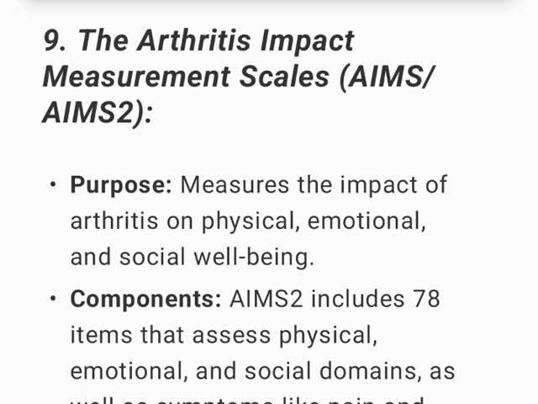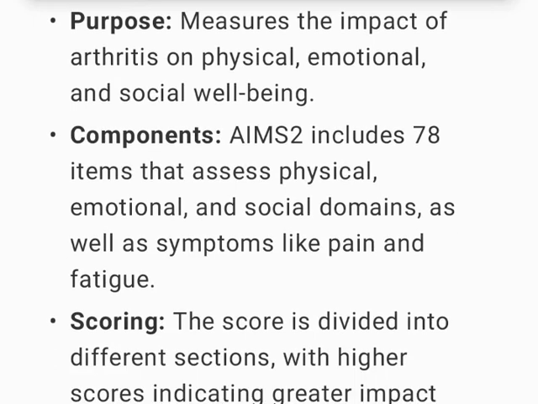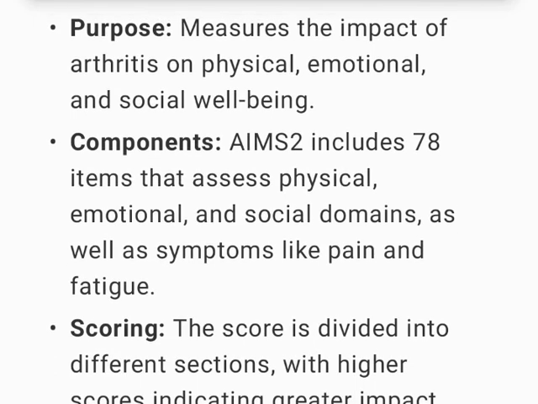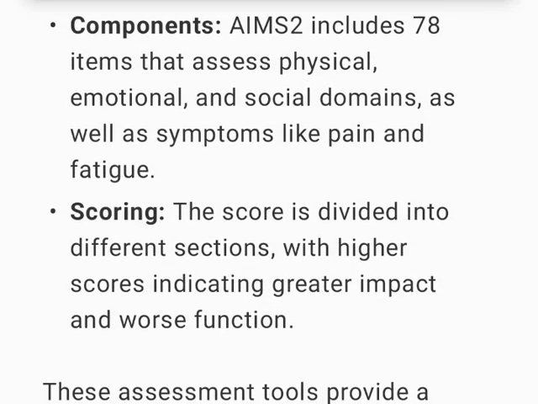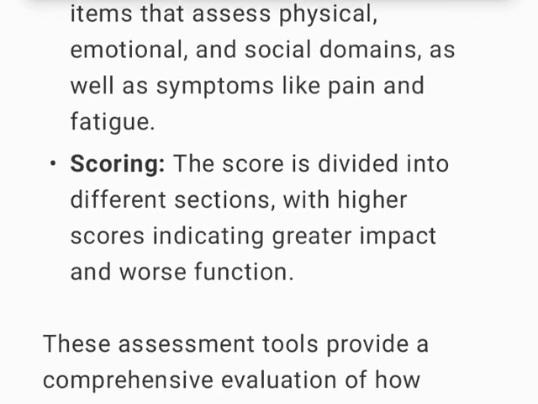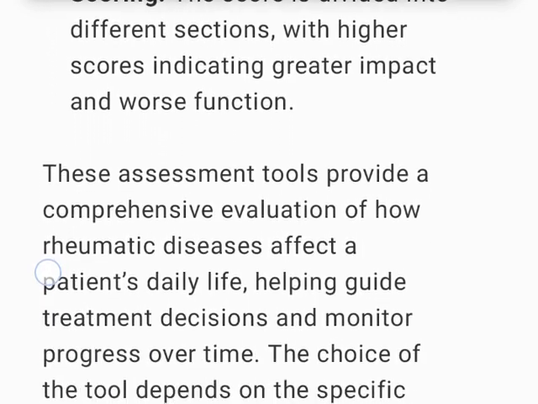9. The Arthritis Impact Measurement Scales, AIMS-2. Purpose. Measures the impact of arthritis on physical, emotional, and social well-being. Components. AIMS-2 includes 78 items that assess physical, emotional, and social domains, as well as symptoms like pain and fatigue. Scoring. The score is divided into different sections, with higher scores indicating greater impact and worse function.